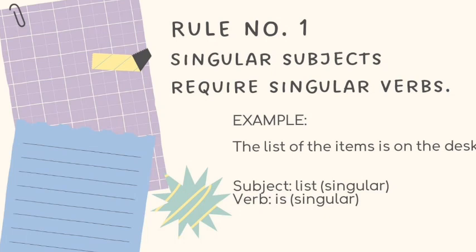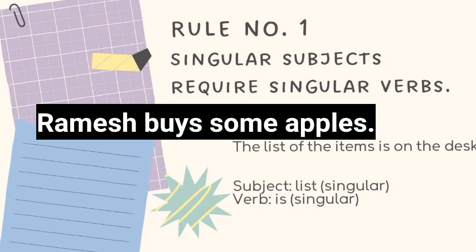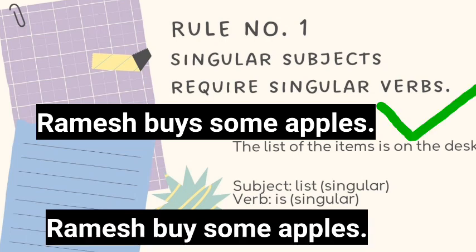Now, is there anyone who can give another sentence example regarding our first rule? Singular subjects require singular verbs. Ramesh buys some apples. Alright, so Ramesh buys some apples. So the subject is Ramesh, and the verb should also be in singular form, which is buys. Okay, so let's proceed to the rule.